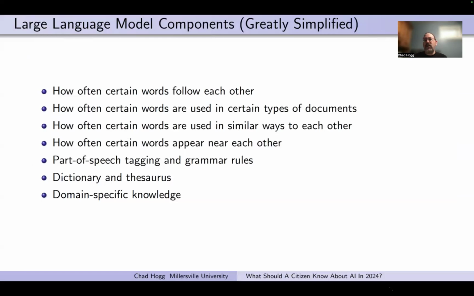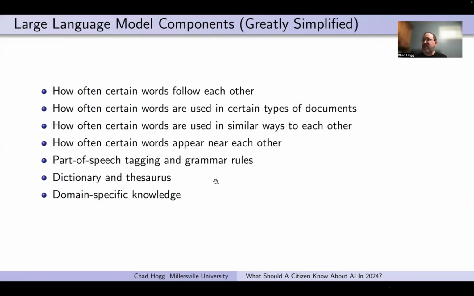Large language models include all that kind of information and much more. So not just how frequently does each word occur, but how often do 2 words come after each other, how often do certain kinds of words get used in certain kinds of documents, how certain words are similar to other words because they're used in similar ways, how often words appear near each other in documents, understanding that this is a verb and this is a noun, and sentences have a noun phrase and then a verb phrase and then perhaps an indirect object, etc.